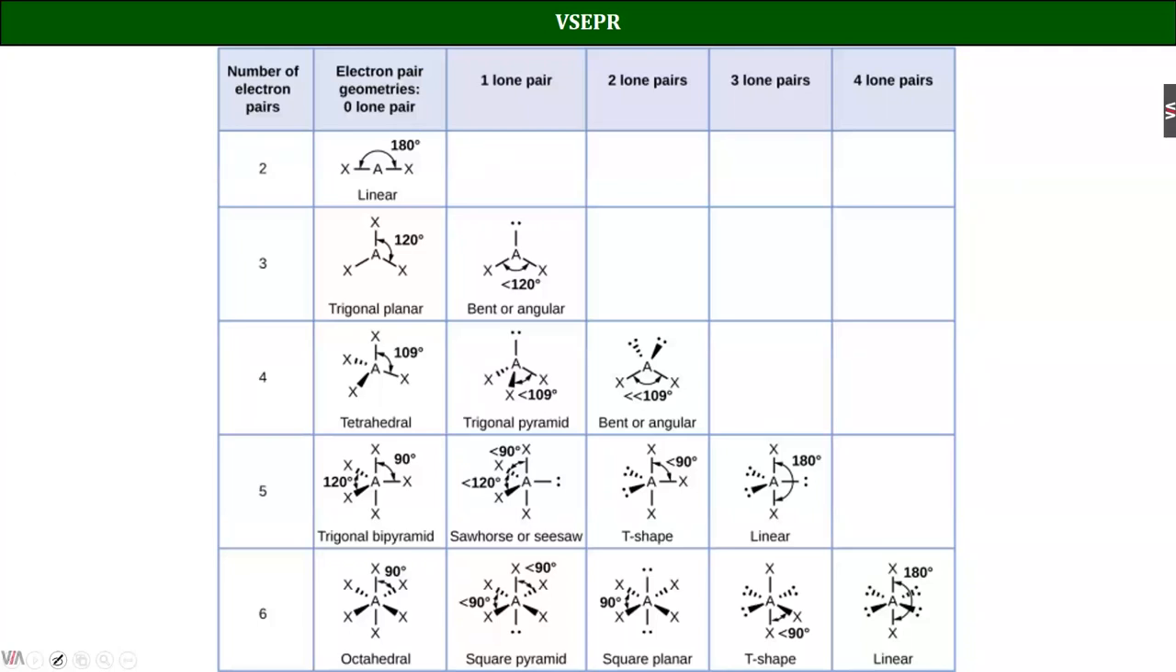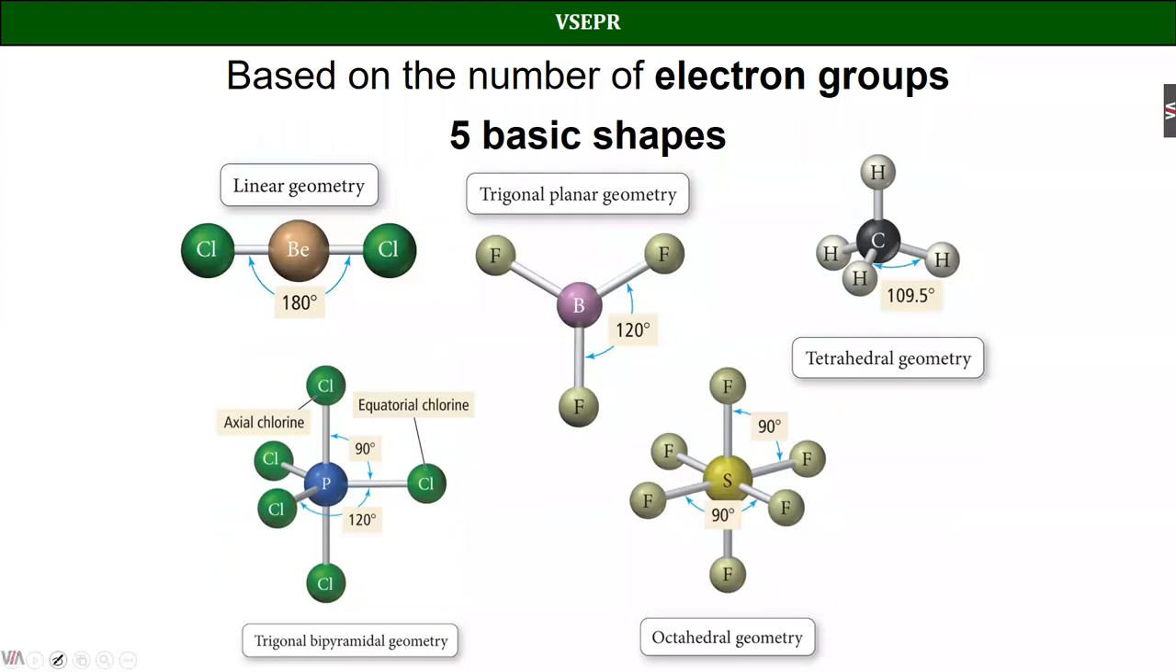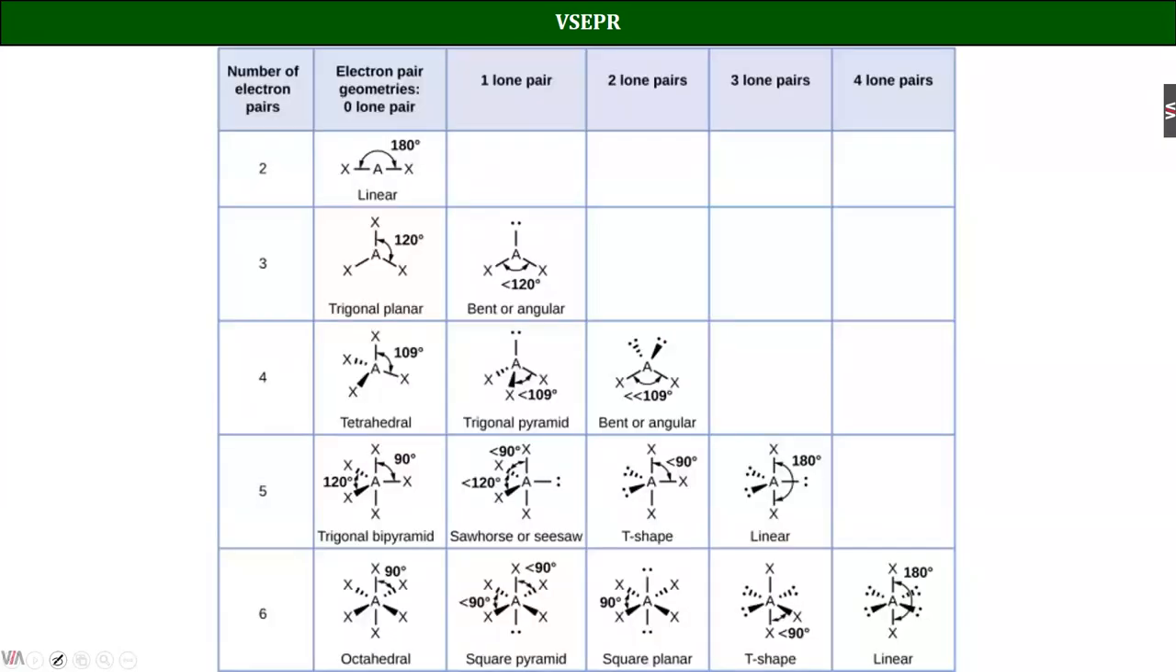And if I erase three of them, you get a T-shape. If you erase four of them, you just get a straight line. You get something that looks linear again. But they all start from the same basic geometries. So this shows them a little bit more clear, but this uses those wedges and dashes to get used to it and has all of the possibilities. If you have something that's linear and you replace one of those things with a lone pair, what do you really have?